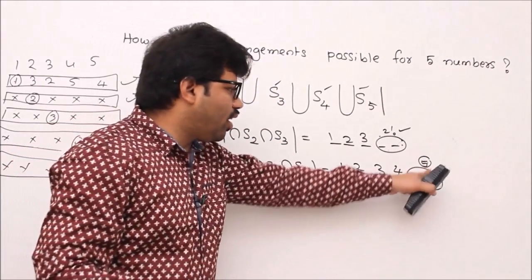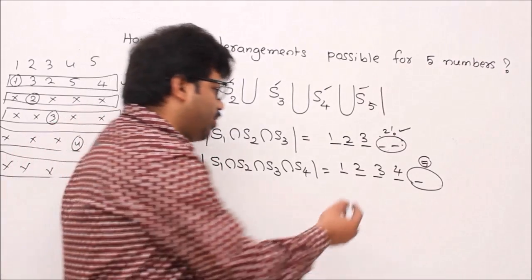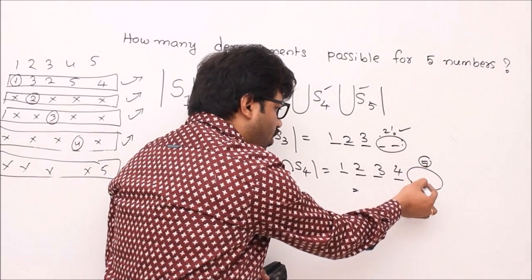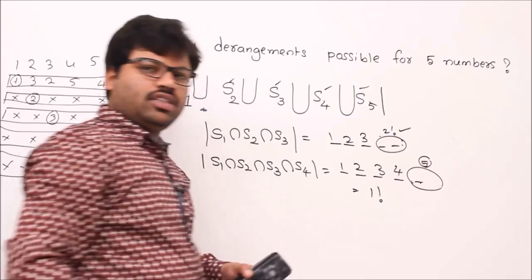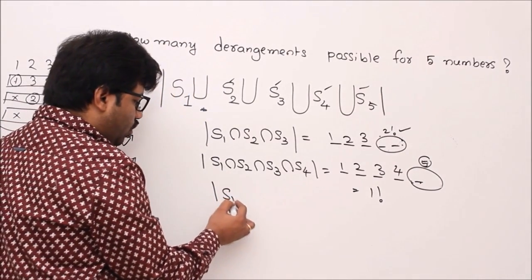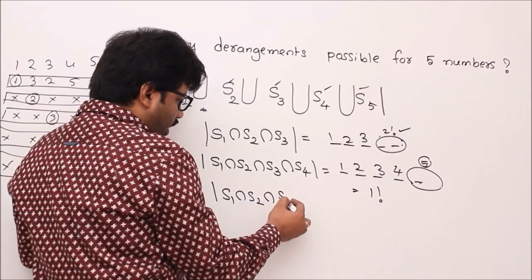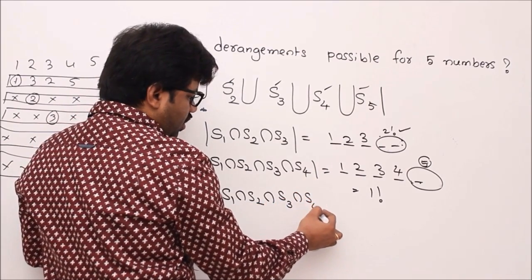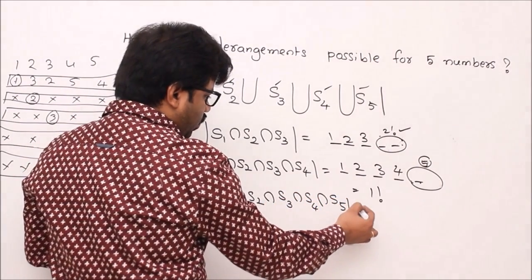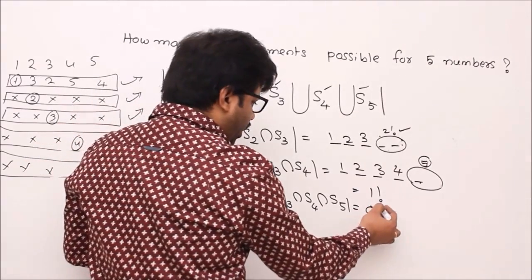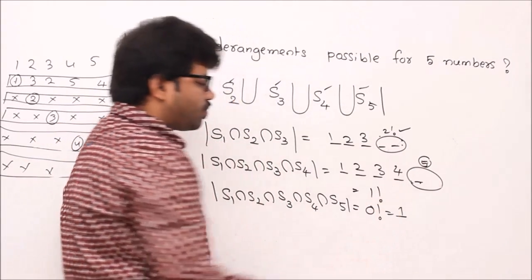But of course there is only one other position, so only one way we can arrange. That means you have one element, one position, one factor, one way we can arrange. In the same way, let's go to size 5 intersection. That means intersection with 5 sets: S1 intersection S2 intersection S3 intersection S4 intersection S5. That is 0 factorial, which is of course 1.